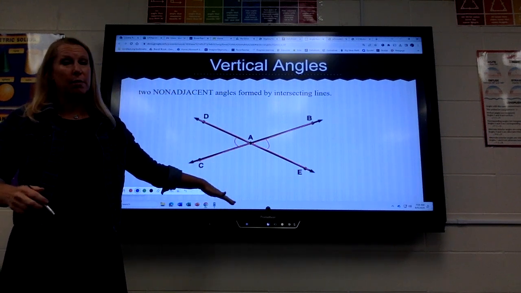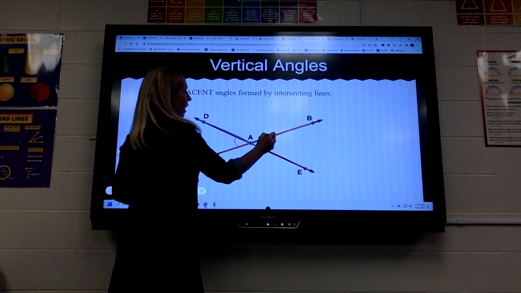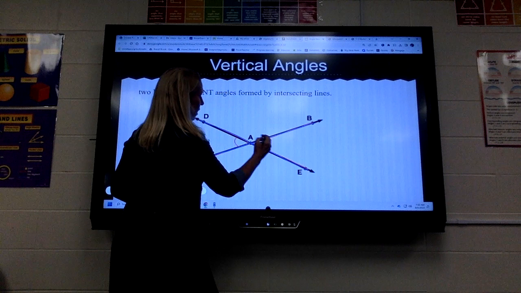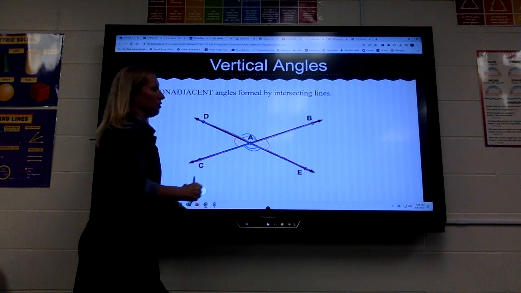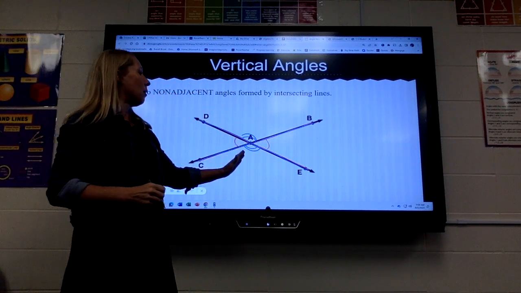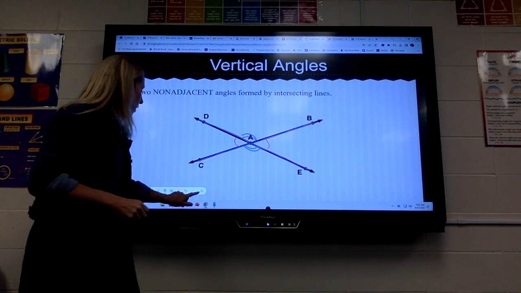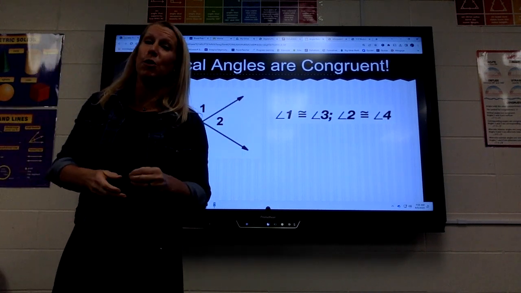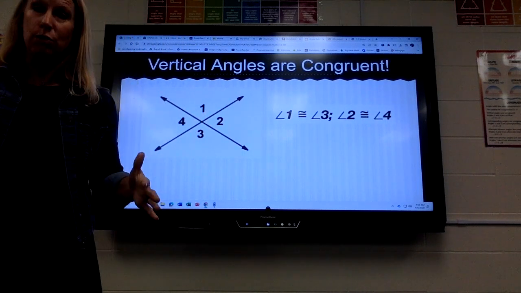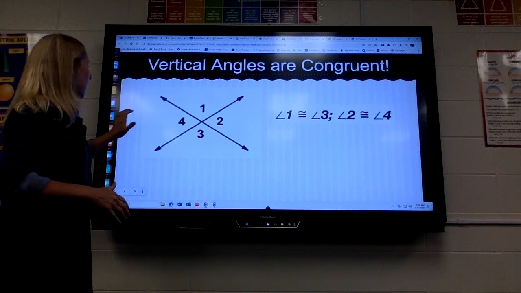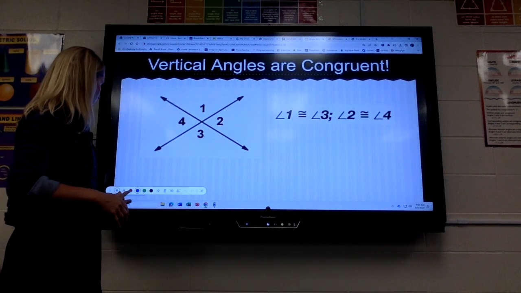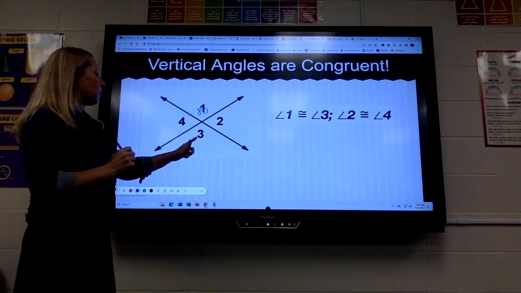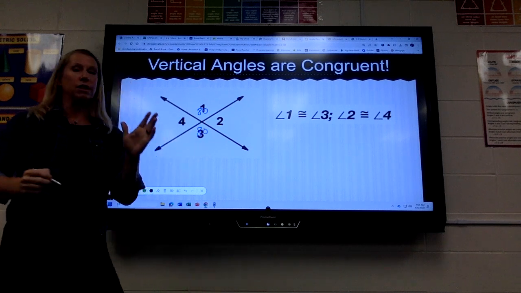Also the top and the bottom are vertical. So DAB and CAE would be vertical. So those two angles are vertical angles. They're opposite each other. Okay. So something very important to know is vertical angles are always equal to each other. So angles 1 and 3 would be equal, 4 and 2 would be equal. So this angle right here would be 80 degrees. That would make this angle 80 degrees. They always equal each other.